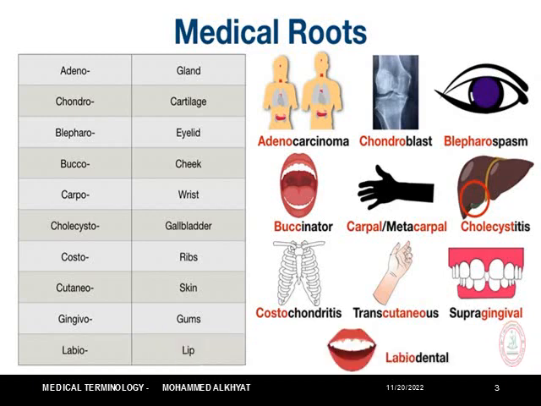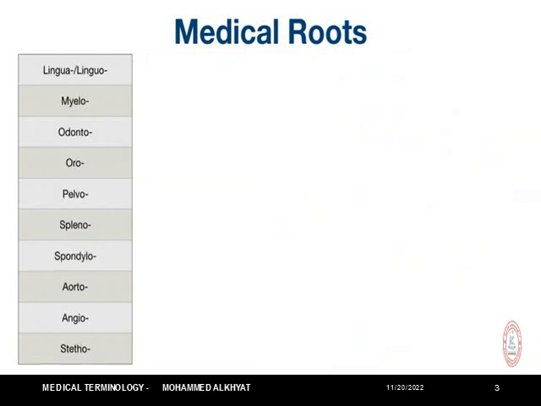Finally, we have labio, which relates to the lips. You can think of labiodental sounds, which refers to the letters made using the lower lip and upper teeth, such as F or V. Let's wrap this up with one final set of common roots.